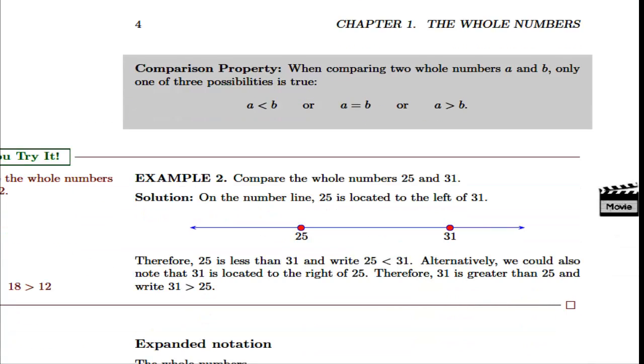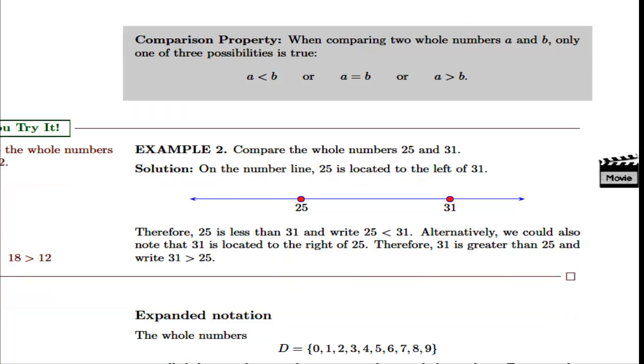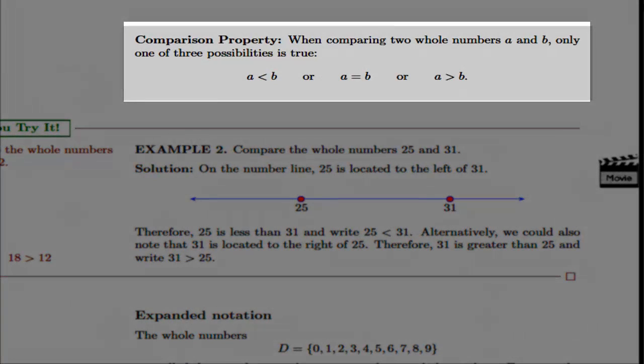Comparison property. When comparing two whole numbers, A and B, only one of 3 possibilities is true. Either A is less than B, A equals B, or B is less than A.